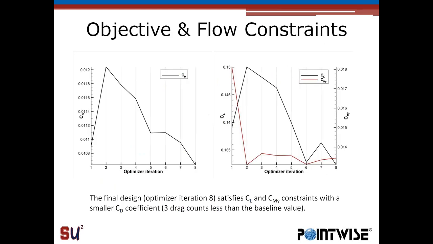So let's look at the actual optimization results a little bit. First, the objective and flow constraints. What we're showing here is the CD with the optimizer iteration on the left, and we're showing the lift and the moment coefficients on the right with optimizer iterations. And we see that after our design process, after 8 iterations, we're satisfying both the lift and moment constraints, and we've achieved a smaller drag coefficient, just slightly, about 3 drag counts, but we knew it was going to be a little bit difficult to reduce the drag given a good starting configuration. So we're very happy with the results at optimizer iteration 8.